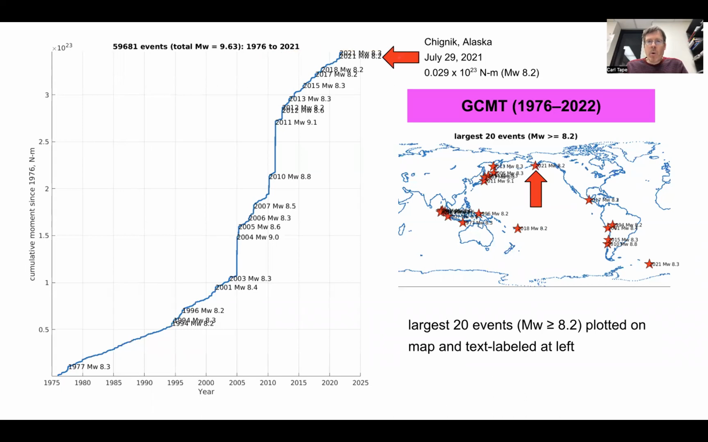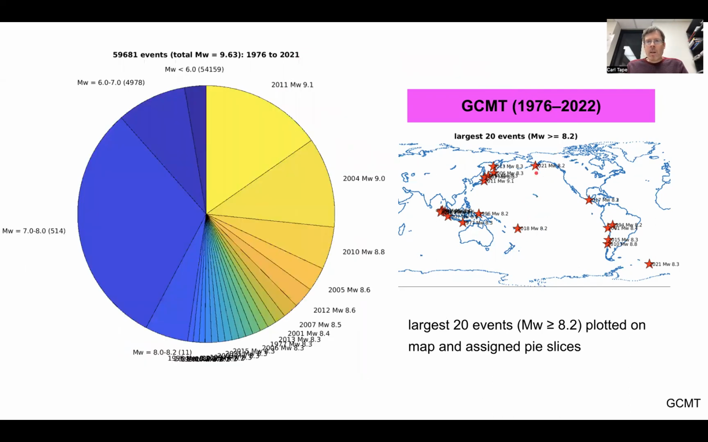Just to highlight, one of these events is from Alaska, the Chignik earthquake, July 29th, 2021. And on the units at the left, a very small step, still a magnitude 8.2. That's the event right here. We can also make a pie chart showing the fraction of the total moment within each of these events.